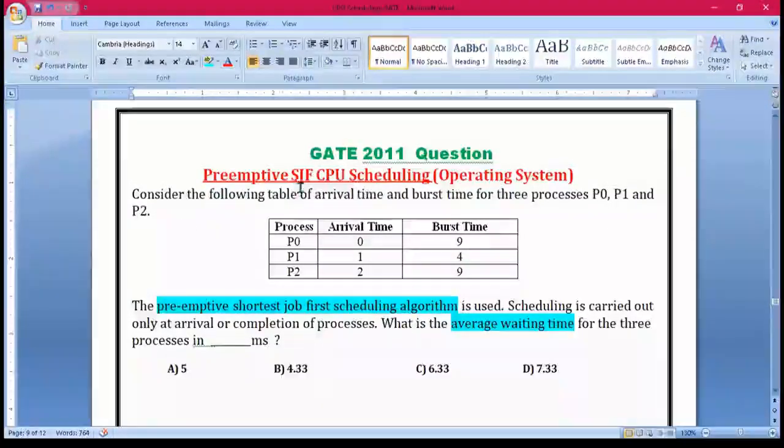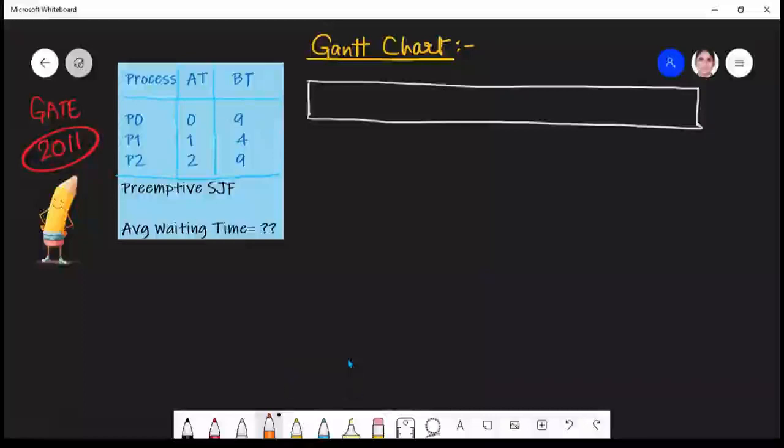The question is based on preemptive SJF CPU scheduling in operating system. Here we are given three processes P0, P1 and P2 with their arrival time and burst time. We have to apply this algorithm and find out the average waiting time. These are the given options, out of which one is correct. Now let's do this question without any delay.